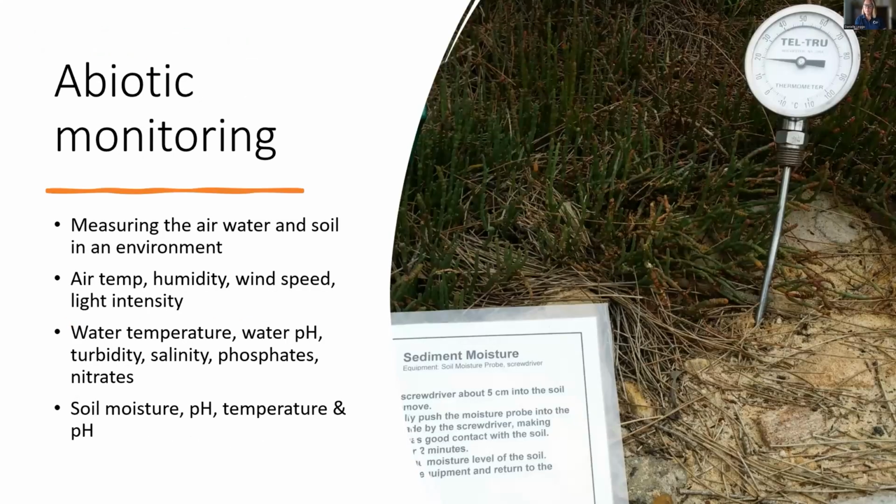We've also got abiotic monitoring that you could easily do. You can do air, water, and sediment monitoring in your schoolyard or at a local parkland. And if you've got some of this equipment, it's very easy to make up a small kit. You've got air temperature, so you just need a thermometer. Humidity is a hygrometer. You've got wind speed, so you need an anemometer for that, and a light intensity meter as well.